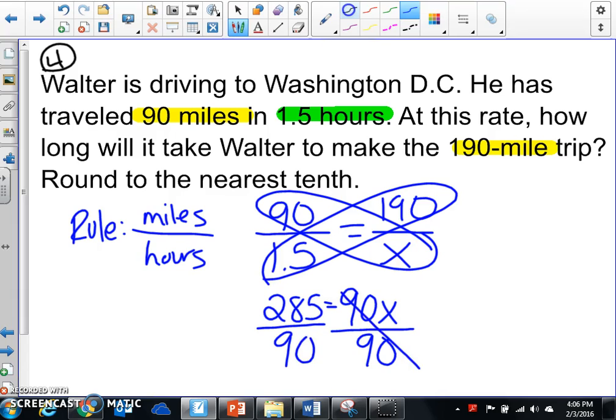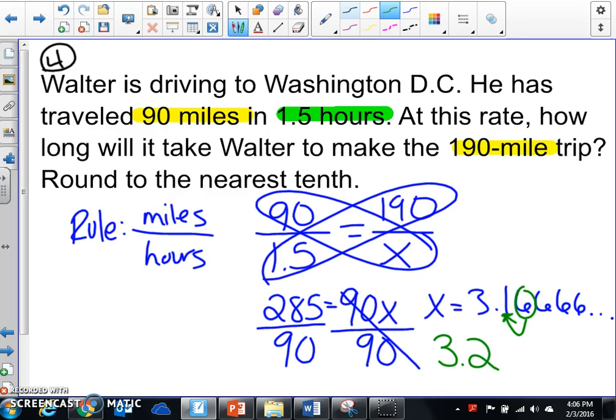And that gives me this in my calculator. It told me to round to the nearest tenth, which this is the tenth. So that 6 is going to pop the 1 up to a 2. So 3.2, and then my units, how long? Hours.